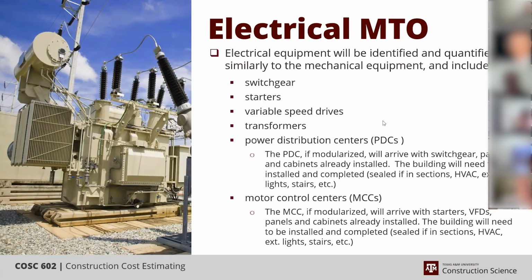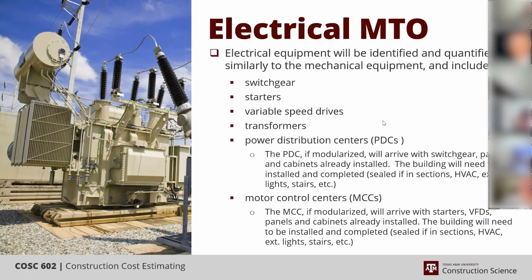So a good sampling of electrical equipment can be broken down into switchgear, starters, variable speed drives, transformers, and power distribution centers. Normally, if they're stick built, then all the interior items will come separately. The building is built, and then you'll install your switchgear and your panels and your starters and so forth. But if they are modularized, then usually the switchgear and panels and cabinets already come pre-installed. You just need to unpackage them once the building arrives.